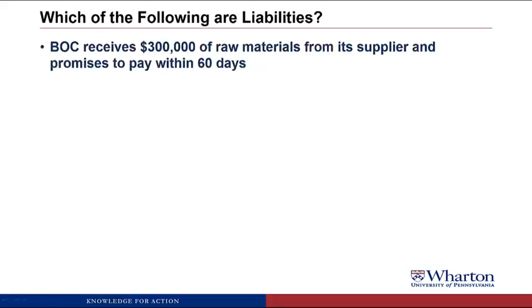BOC receives $300,000 of raw materials from its supplier and promises to pay within 60 days. This would be a liability. We received raw materials from a supplier, got the benefit of the raw materials, creating an obligation to pay them $300,000, which is on the invoice. We're going to call this liability accounts payable. We always use that term when we owe money to suppliers, and then the amount is $300,000.